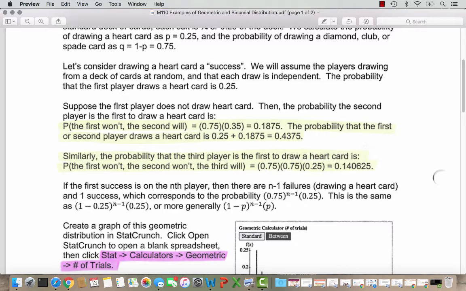In general, we could say the formula is 1 minus p, the probability of the event happening, raised to the n minus 1, times p, the probability of the event happening.